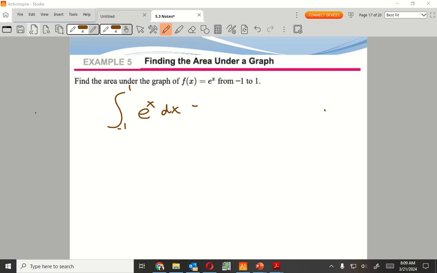Now, first, what is the derivative of e to the x? E to the x. So therefore, the antiderivative of e to the x is e to the x, right? Okay, so this is going to turn into e to the x from -1 to 1. Upper bound is going to give me e to the 1. Lower bound, so it's minus my lower bound, which is e to the -1.